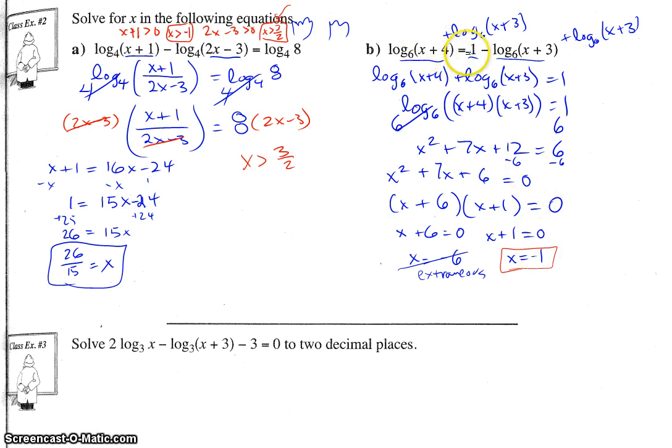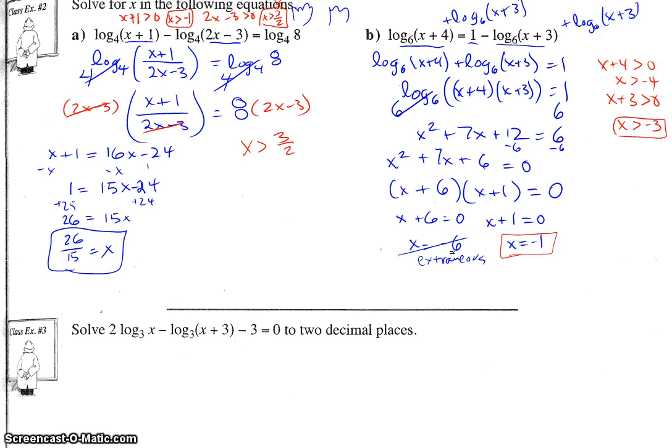Now here we would have x plus 4 has to be greater than 0, and x plus 3 would have to be greater than 0. So x would have to be greater than -4, and x would have to be greater than -3. More restrictive would be this one. So all of our answers have to be greater than -3. That's why -6 didn't work.